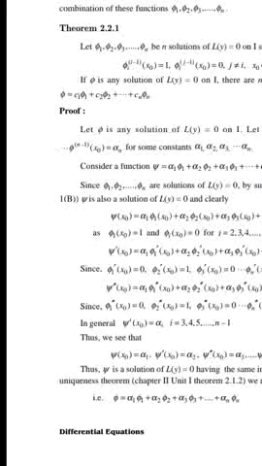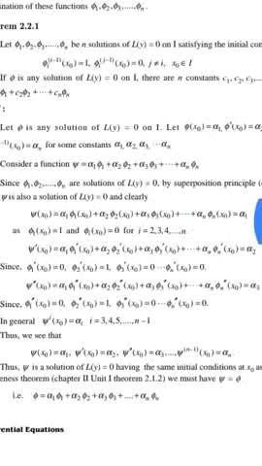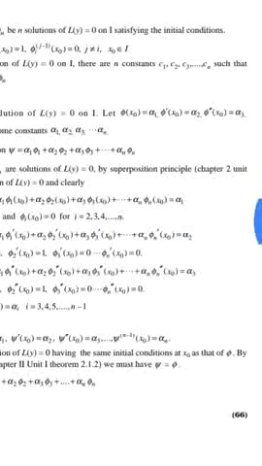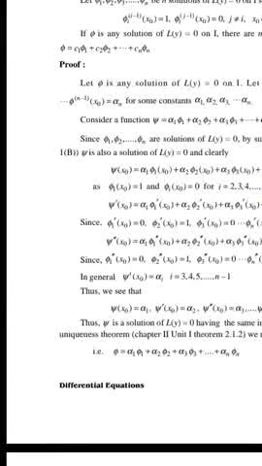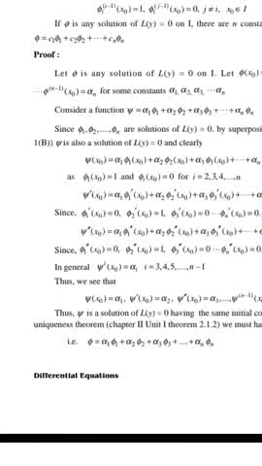Proof: Let phi be any solution of L of y is equal to 0 on I. Let phi of x naught is equal to alpha 1, phi dash of x naught is equal to alpha 2, phi double dash of x naught is equal to alpha 3, ..., phi raised to n minus 1 of x naught is equal to alpha n, for some constants alpha 1, alpha 2, ..., alpha n.